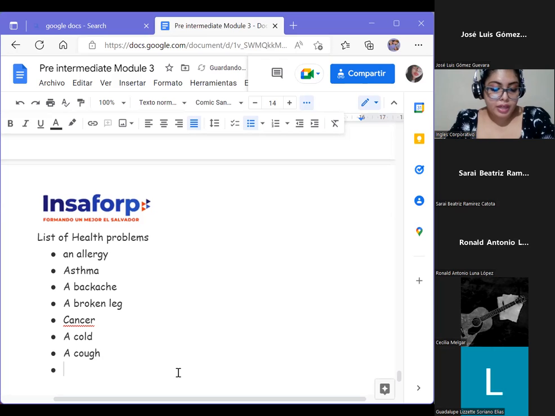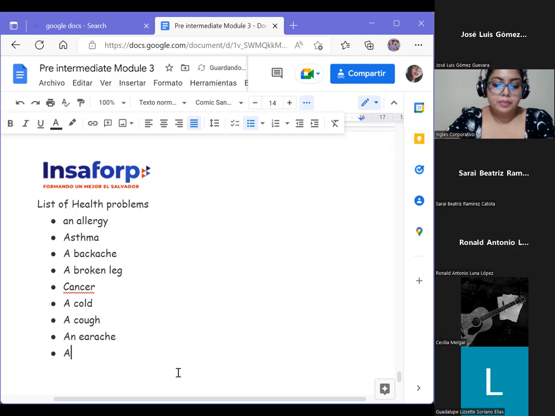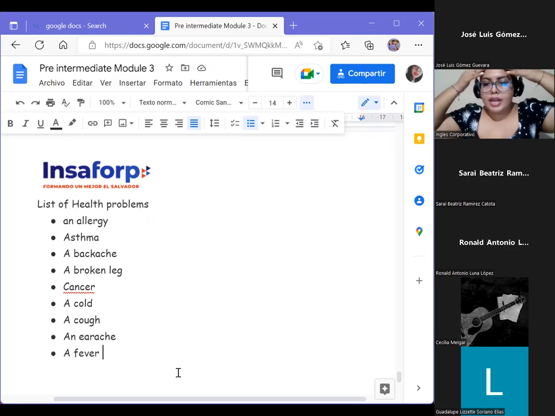Then we have itch. An ear itch. Pain inside the ear. Un dolor de oído. Fever. That is the last one. A fever is an abnormally high body temperature, usually accompanied by shivering and headaches. Fiebre, ¿verdad? Una temperatura alta anormal del cuerpo, usualmente acompañada por escalofríos o por un dolor de cabeza.